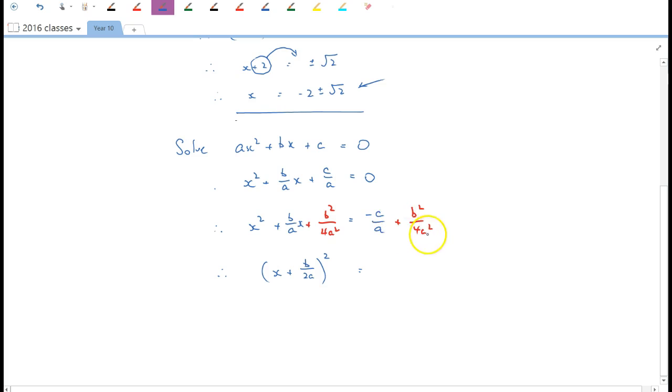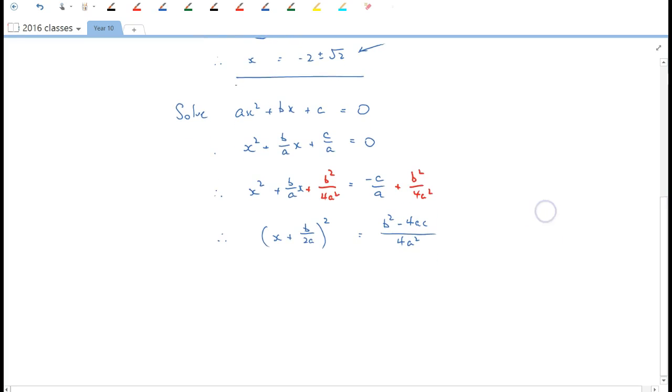On the right hand side we've got this fraction here, but if I get a common denominator, so I multiply this by 4a, I multiply that by 4a, I end up with 4ac. I'm going to just combine this. This becomes minus 4ac. I'm just going to rewrite it in the other way. So all I've done there is I've combined these fractions and made the common denominator of 4a squared.